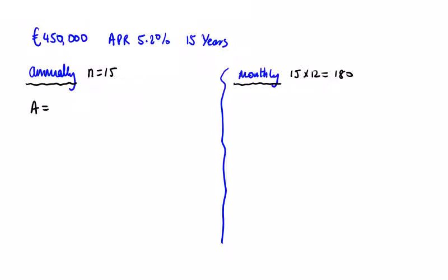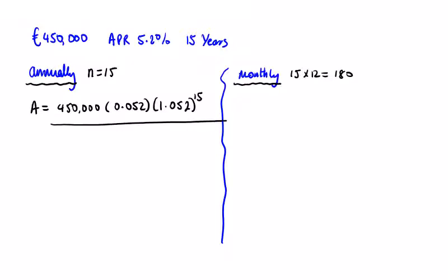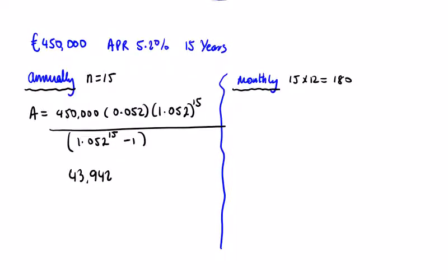So the amount we're going to pay back is equal to 450,000 by I, which is 0.052, by 1.052 to the power of 15, all divided by 1.052 to the power of 15 minus 1. And we type that into a calculator. Our answer is going to give us 43,942.09 when rounded off. So that's an annual repayment.